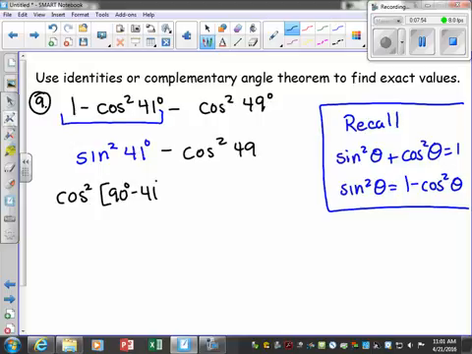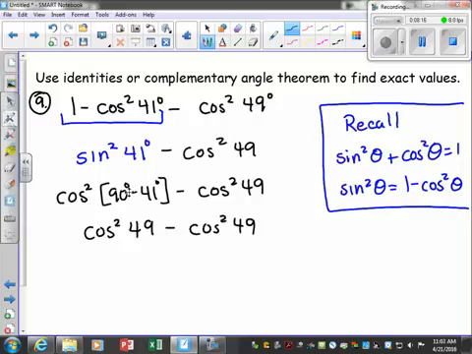Let me keep my degrees careful there. Just keep bringing down my right hand side. Now, what will this simplify to? That simplifies to the cosine squared of 49, and now we can see what happens here. They subtract each other out and we'll just simplify to 0.